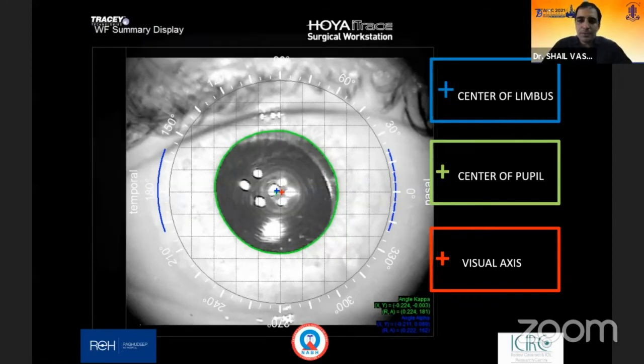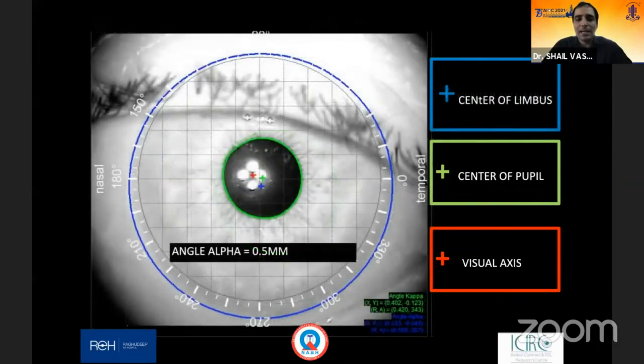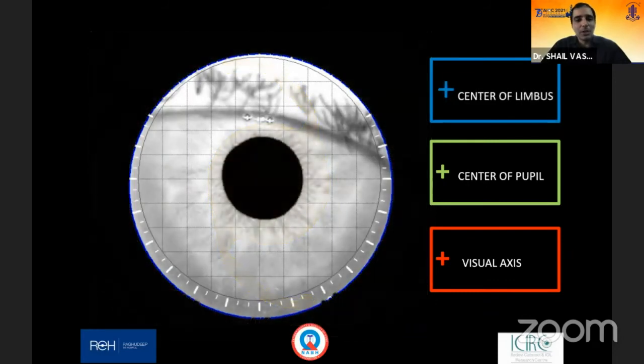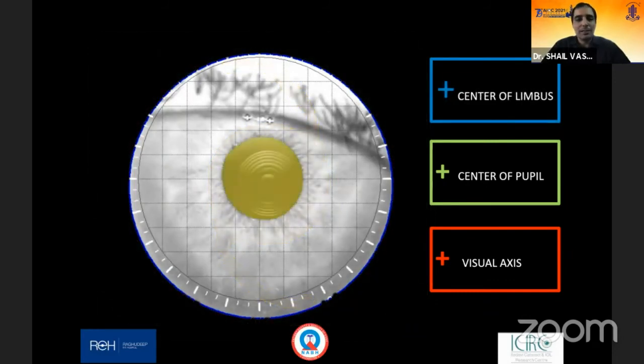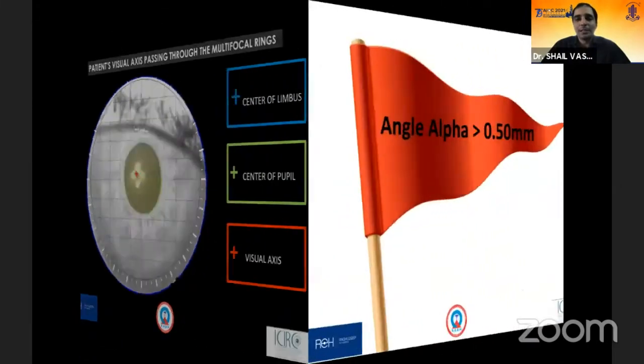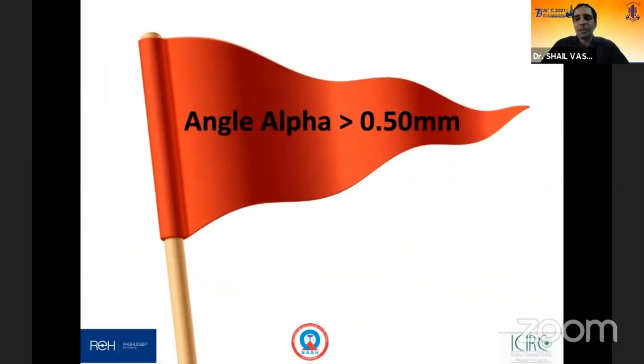So when the difference between both of them is very high, the light rays are going to pass through the rings of the multifocal IOL rather than the central zone, which is the clear zone. And therefore, these patients have photic phenomenon more compared to others, in spite of everything else being normal, perfect biometry and everything else. So any angle alpha more than 0.5, you should keep a close eye on that.